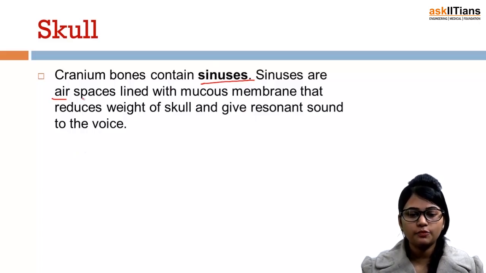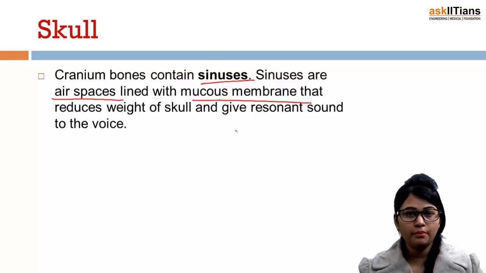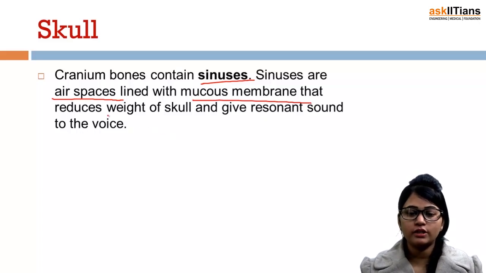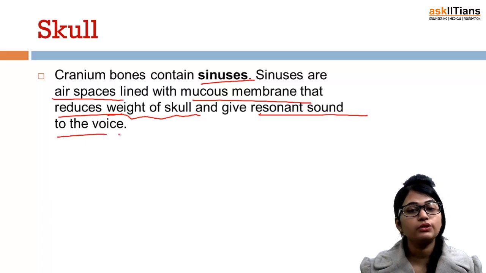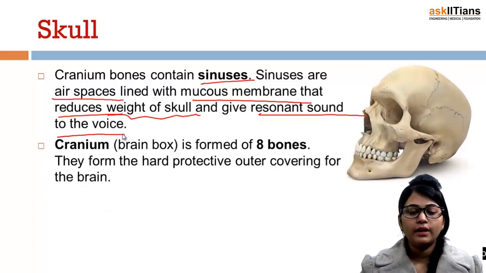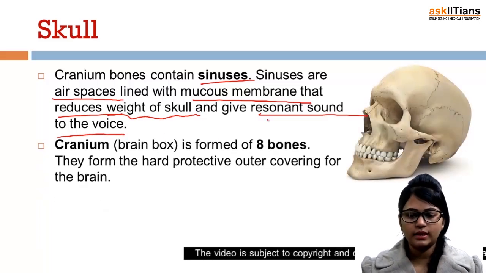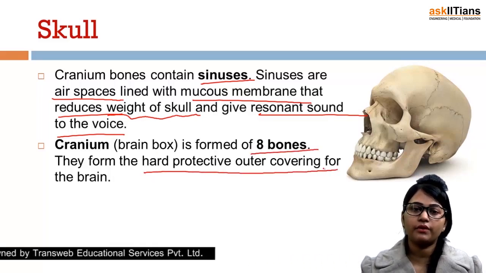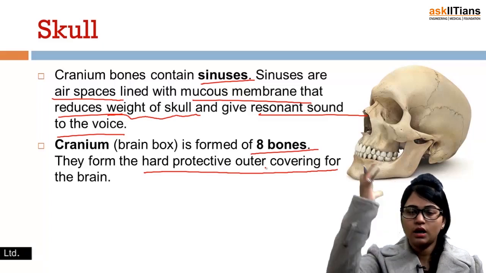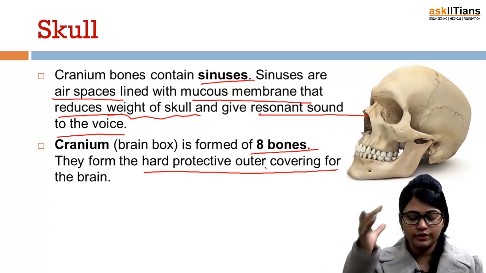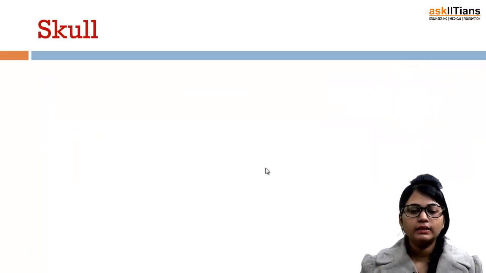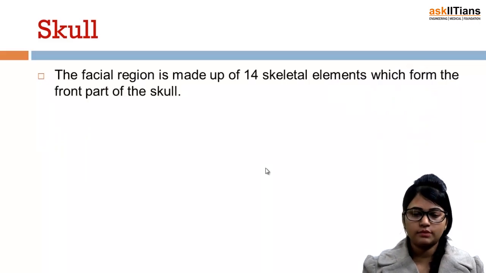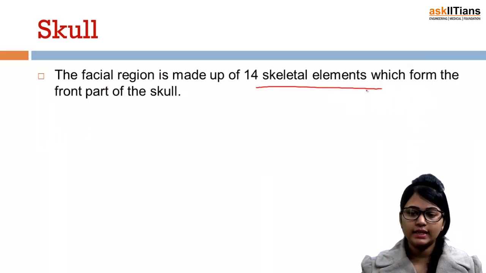Sinuses are air spaces lined with muscular membrane, okay, that reduce weight of skull and give resonant sound to the voice. Cranium, that is the brain box, is formed of 8 bones. They form the hard protective outer covering for the brain. Then comes the facial region. It is made up of 14 skeletal elements, 14 bones.